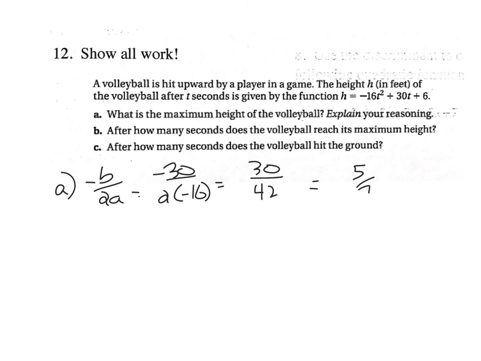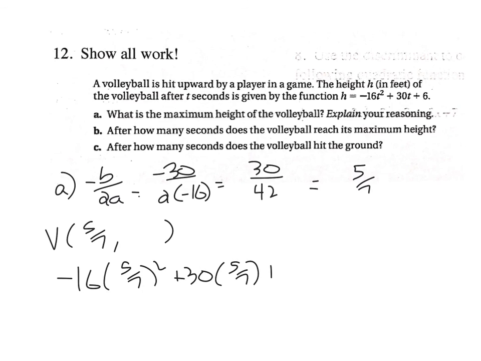So I'm going to plug that in back to the equation to find my y. So my vertex is going to be 5/7 and something. Probably should change that to a decimal. We'll do that in a minute. Plug it in. Negative 16 times 5/7 squared plus 30 times 5/7 plus 6. I'm going to pause this a second, get my calculator and punch it in. I'll be right back. Okay, I know you didn't know I was gone, but I was actually punching in my calculator.